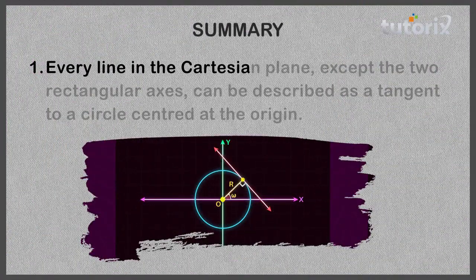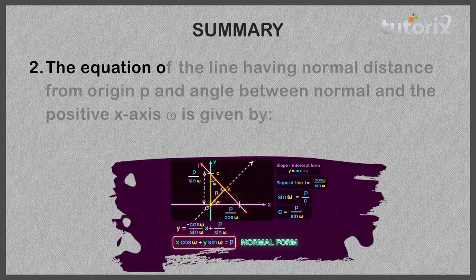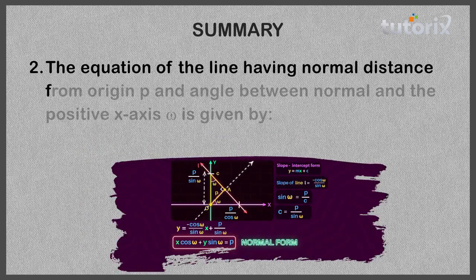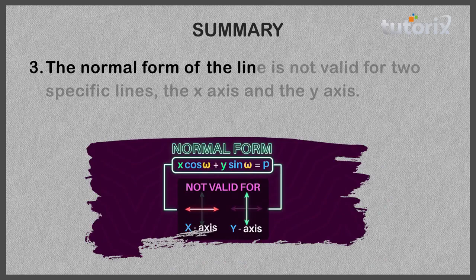Every line in the Cartesian plane except the two rectangular axes can be described as a tangent to a circle that is centered at the origin. The equation of the line having normal distance from the origin p and the angle between the normal and the positive x-axis as omega is given by x cos omega plus y sin omega is equal to p. The normal form of the line is not valid for two specific lines, the x-axis and the y-axis.